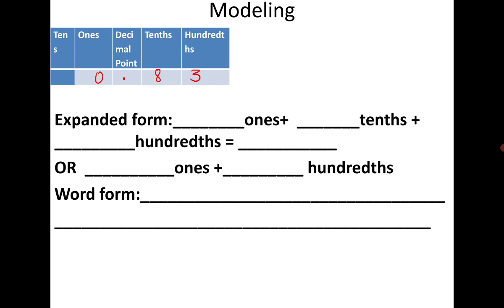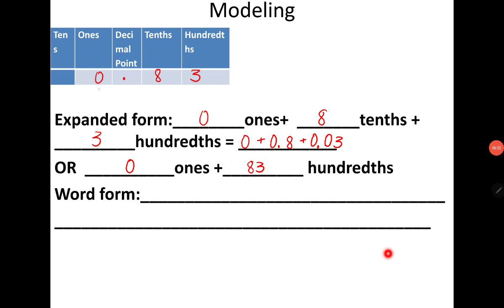So in expanded form, we have 0 ones, we have 8 tenths, and we have 3 hundredths. So in expanded form, we would write this as 0 plus, and then we would write our 0 and 8 tenths plus 0 and 3 hundredths. Okay? We could also think about it as just being 0 ones plus 83 total hundredths. So both ways would be correct. We could break into tenths and hundredths, or we can keep those hundredths all the same.